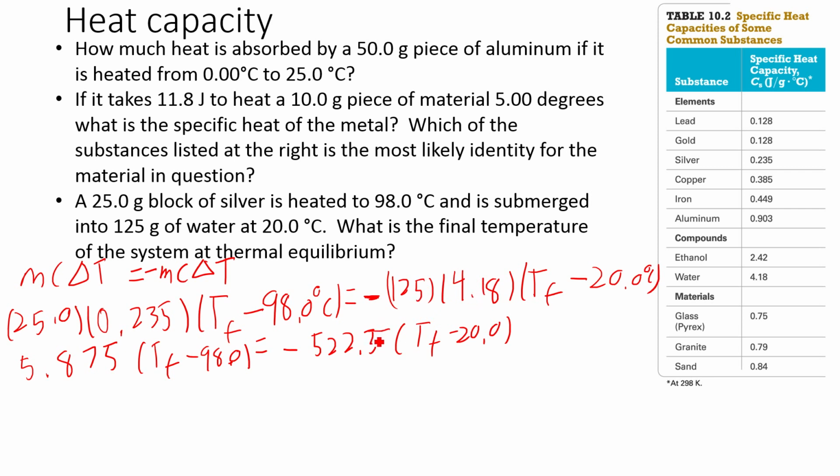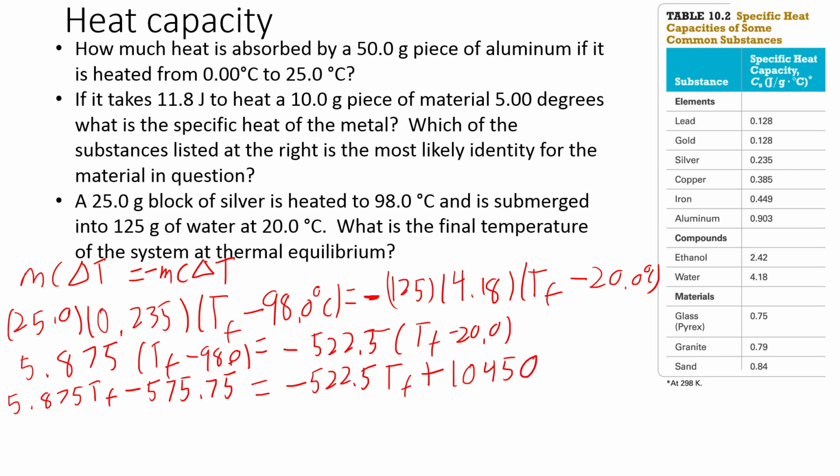So now what I need to do is distribute over my parentheses. So that means you're going to multiply both numbers by the one on the outside. So we're going to have 5.875 TF minus, let's see, that'll be 575.75. That's going to be equal to negative 522.5 TF. And remember, the negative is going to cross over to both. So a negative times a negative with this 20 degrees is going to create a positive. So we have a positive 10,450.